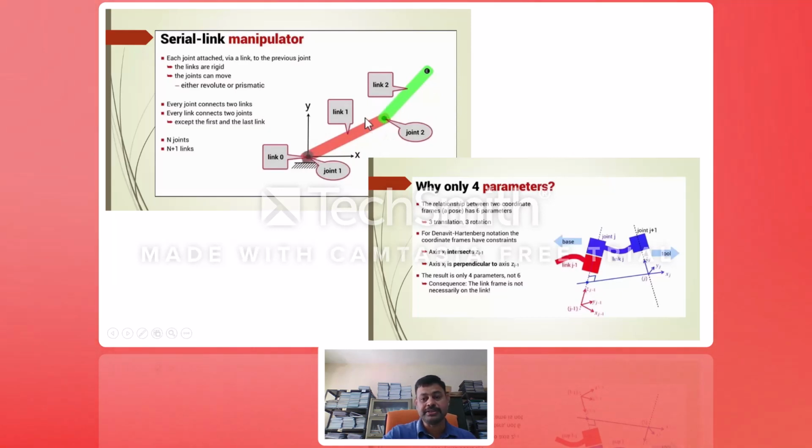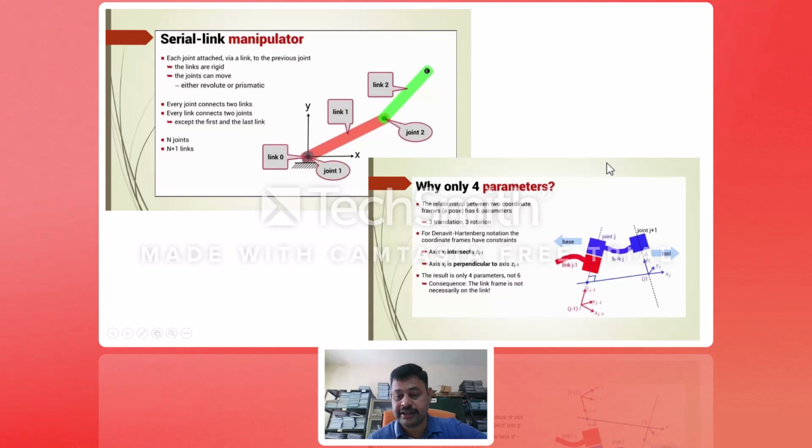For this, if you want to make a DH representation, each joint is attached via a link. The links are rigid. A joint can move either as revolute or prismatic, that is, either rotary movement or linear movement. Every joint connects two links. For example, joint 2 is there, you have two links. Joint 1 is there, you have link 0 and link 1, both are there. Every joint connects two links. Every link connects two joints, except the first and last. Because here n joints are there, always the links become n plus 1, not less than that. So this condition should be implied.